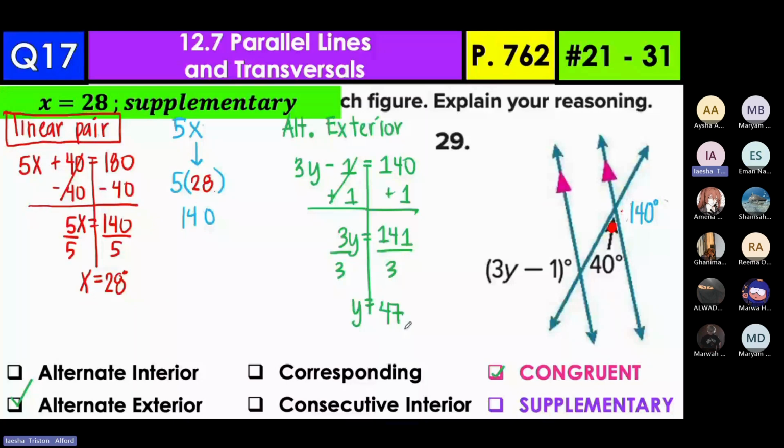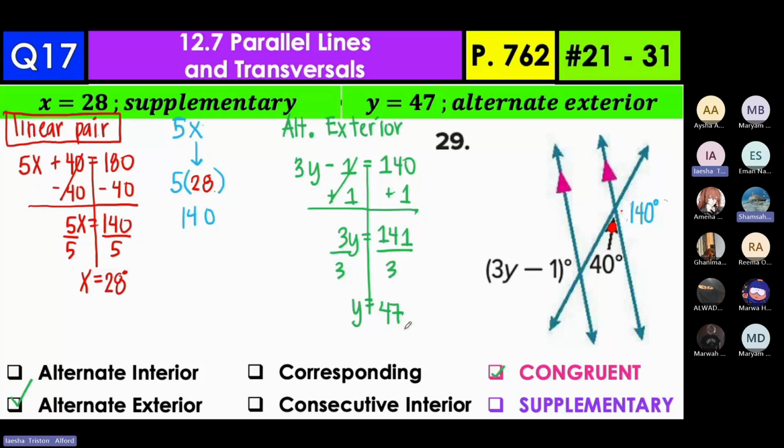What's the explanation? Linear pair or supplementary? x is 28 because the angles are supplementary. Or x is 28 because the angles are a linear pair. Explain means you should write a sentence. For the y, y is 47 because the angles are alternate exterior. Understand? Yes.